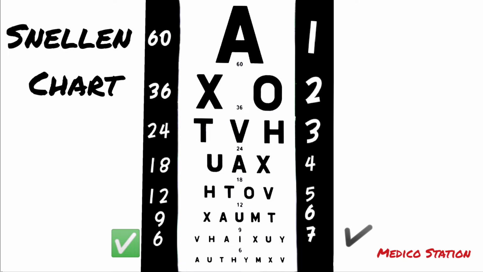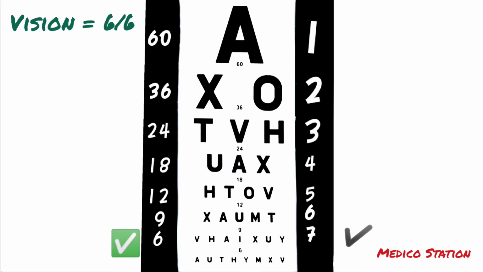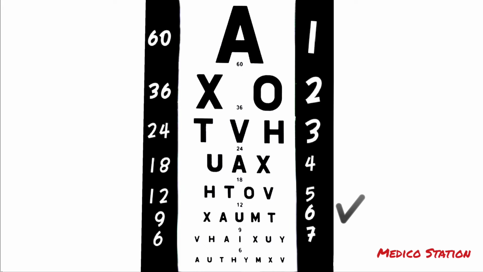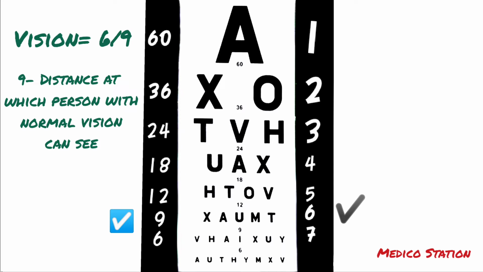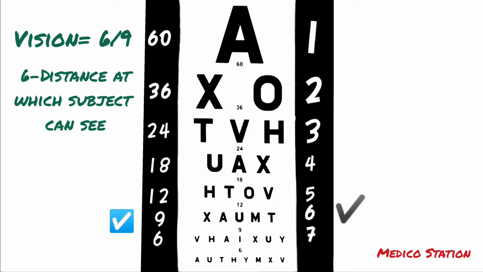If the person is able to read the seventh row clearly, that means that his vision is completely normal, 6 by 6. But if he can't, we tell him to read the upper row, and if he can read that, that means that his vision is 6 by 9. Here, the 9 in the denominator shows that a person with normal vision would have been able to read this line from a distance of 9 meter, but our subject is able to read it from a distance of 6 meter. Therefore, we have written 6 in the numerator.